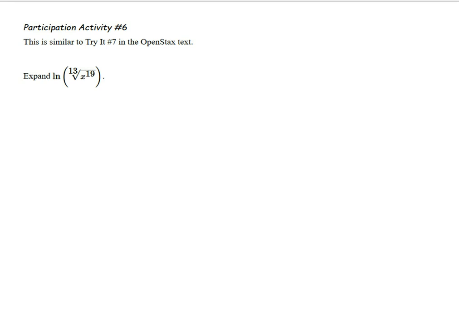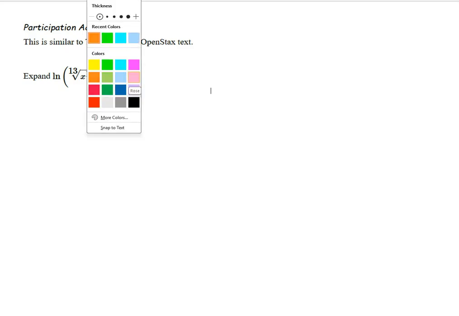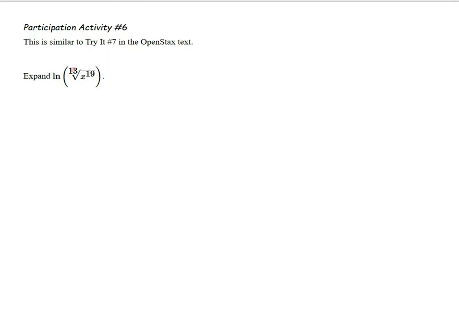Okay, this one's a little sneaky. You have to go back and remember something about roots. If you have the 13th root of something, there's a rule that says the nth root of x is the same thing as x raised to the 1 over n power. So for right now, I'm just going to work on this 13th root of x to the 19th.